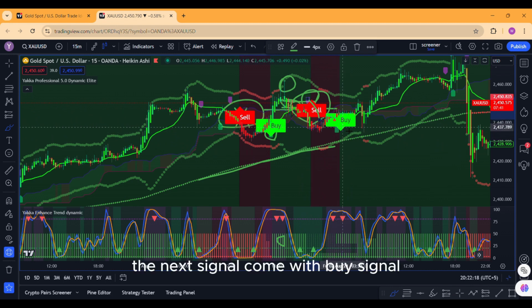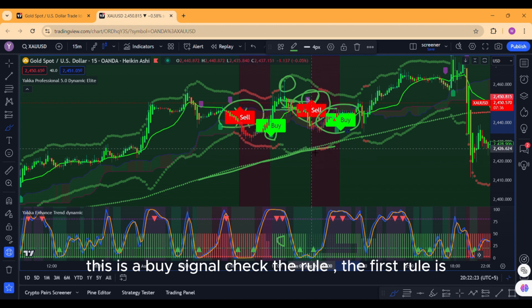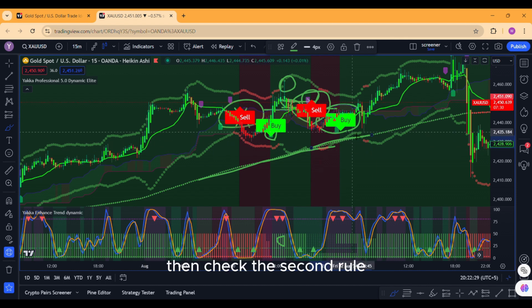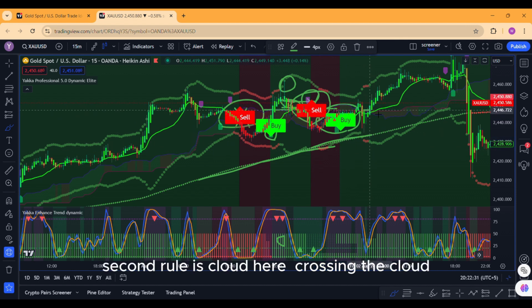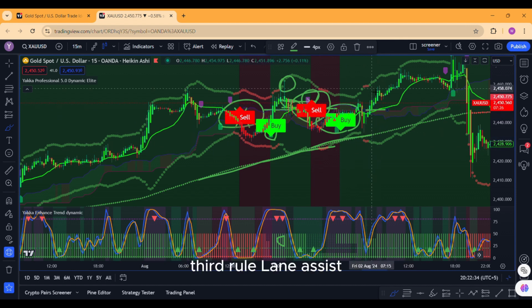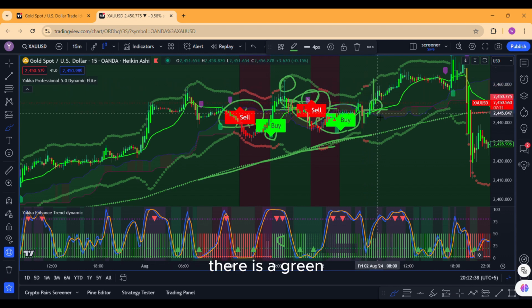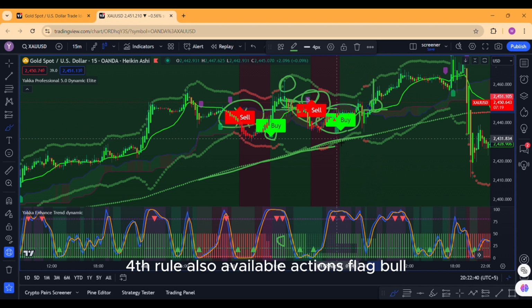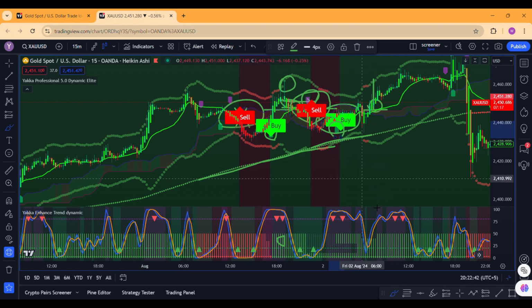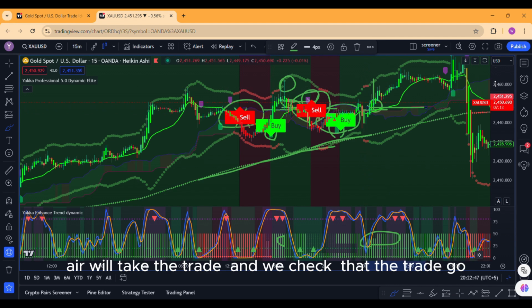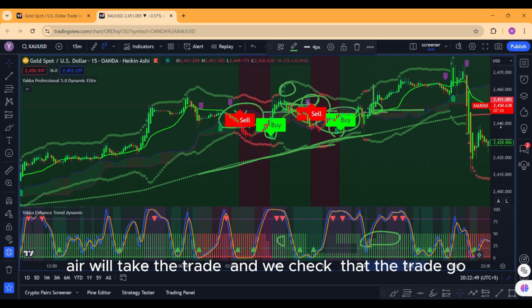The next signal comes as a buy signal. Check the rules. The first rule, the trend filter, is green. Then check the second rule: crossing the cloud. Third rule, Lane Assist is green. Fourth rule also available, action flag bull. Fifth rule, momentum is also green. Here we take the trade.